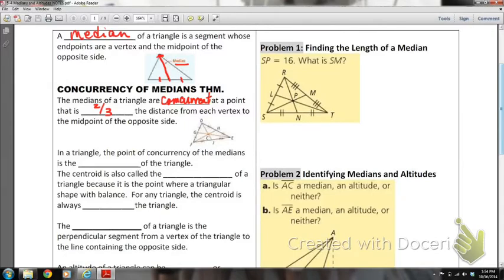So let's look at what this means for this triangle here. DC is one of the medians. So the median is DJ. To get from the vertex to that center point of concurrency where they all meet, it's going to be 2/3 of the whole length of that median, DJ.